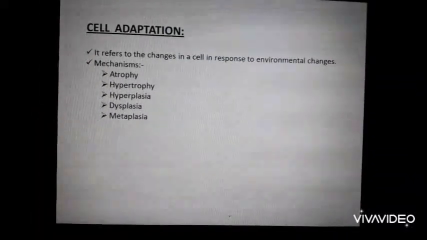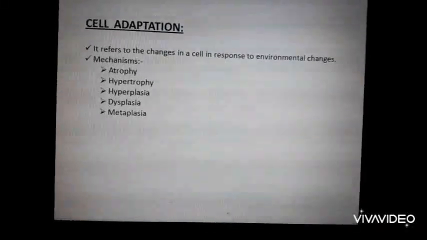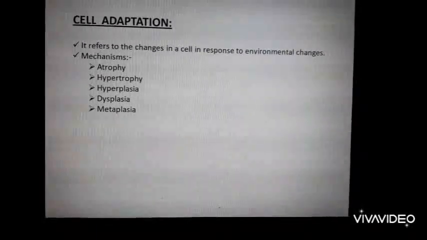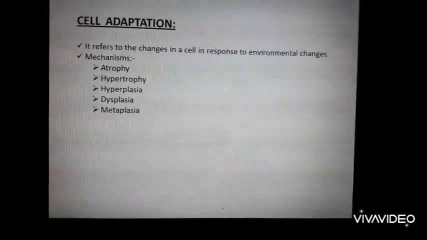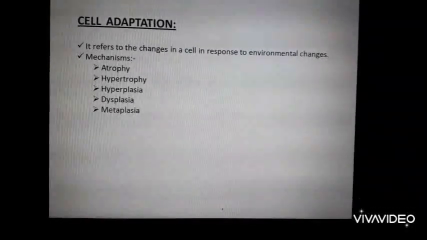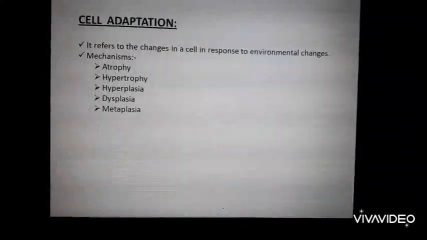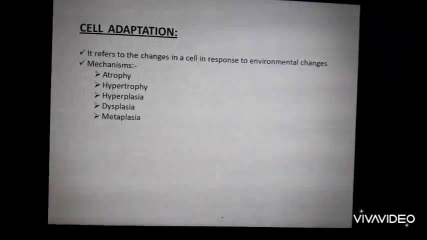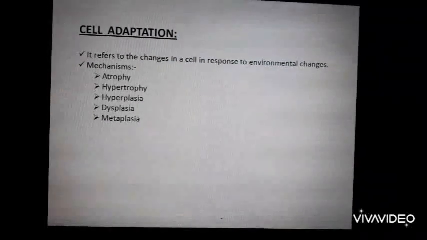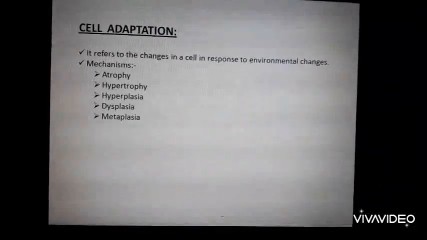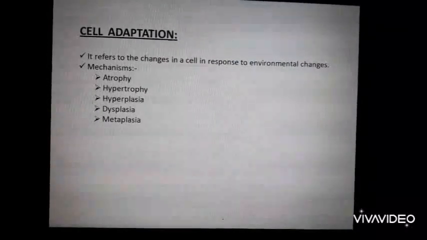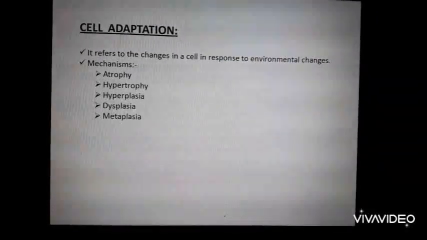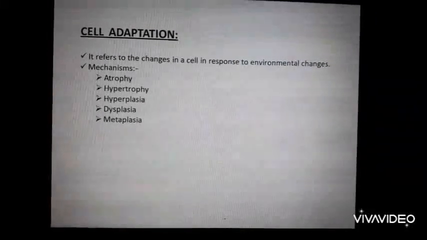At first, let us see what is cell adaptation. Cell adaptation refers to the changes in a cell in response to environmental changes. Normal functioning of cell is always threatened by most common things, that is stress, chemical agents, diseases and environmental hazards. In these conditions, cells survive and continue the function by means of adaptation. But in severe conditions, cell may get ruptured, damaged or may cause death.